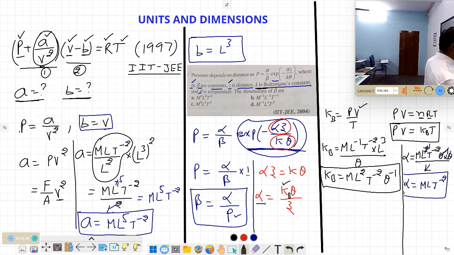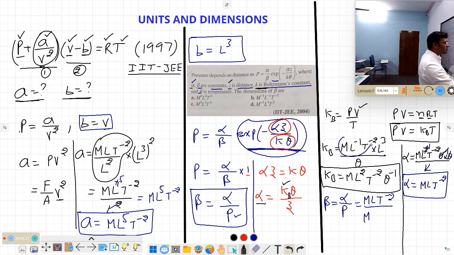This is alpha. After getting the alpha value, substitute that alpha value in the given question. What is our question? They are asking us to find the beta value. Beta is equal to alpha by p. So alpha is M L T minus 2, divided by p. What is p? Pressure. The pressure dimension we already did just before, that is M L minus 1 T minus 2. So what can we cancel here? This M gets cancelled, and T minus 2 gets cancelled.